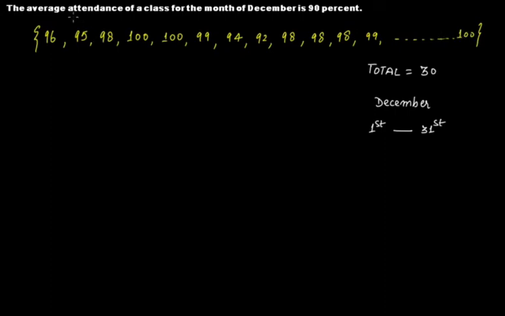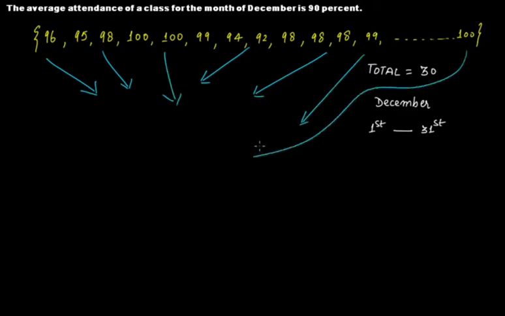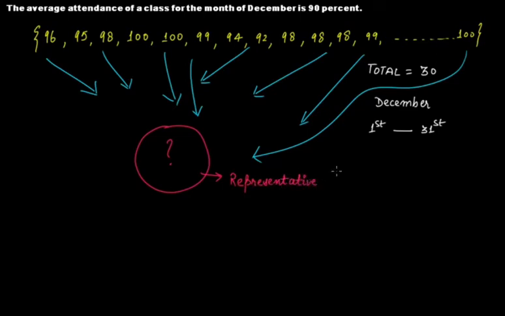Now if I say that the average attendance of a class for the month of December is 90%, it means that the values contained in this set of data, that is all the attendance for the month of December, will all be pointing towards an average value, and that value is the average value that will represent this set of data, and therefore it will be the representative value or central tendency.